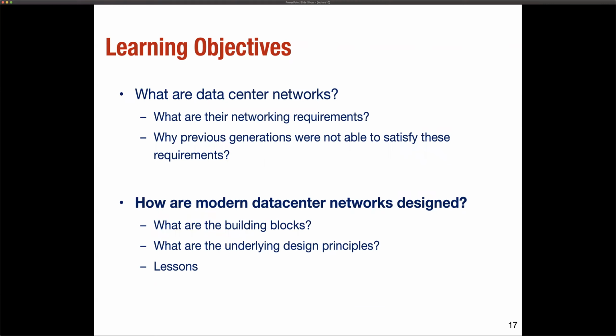So far we talked about what data center networks are, what the requirements are, and why the previous generations of data centers were not able to satisfy these requirements. Now we're going to talk about a new, modern data center design. How are they built? What are the building blocks? What are the design principles? And what are the lessons for us from these data center networks?